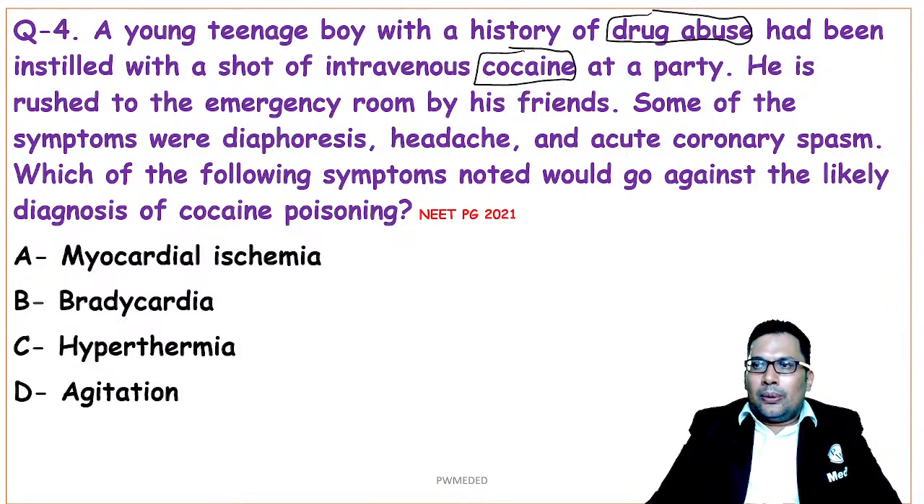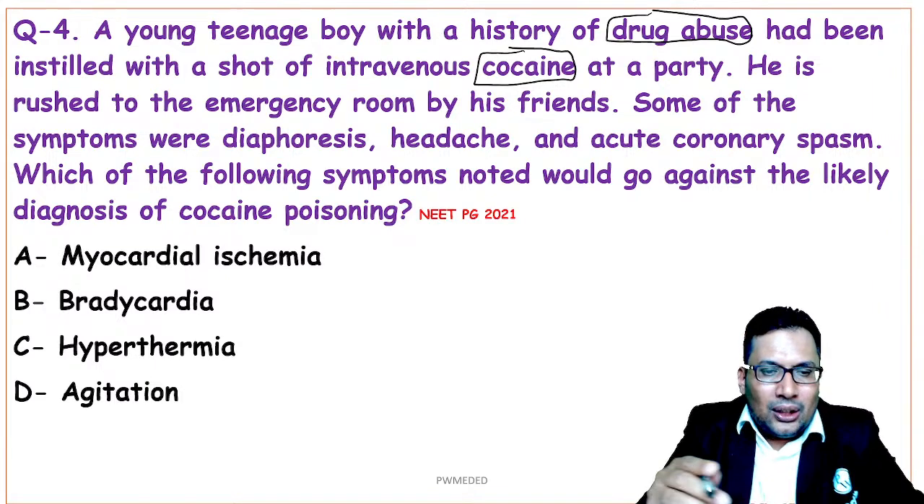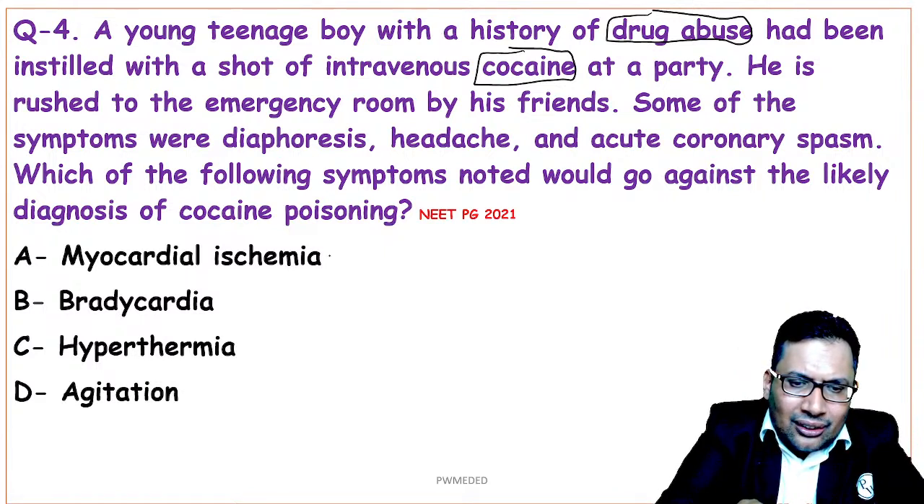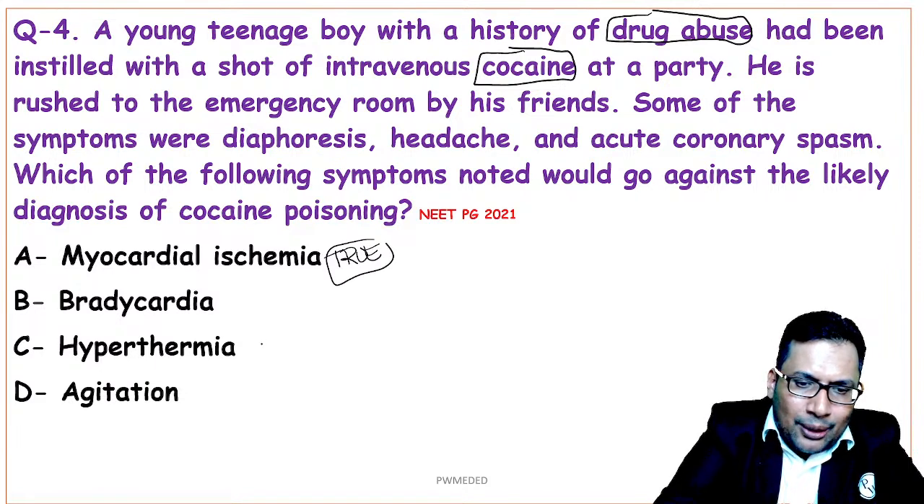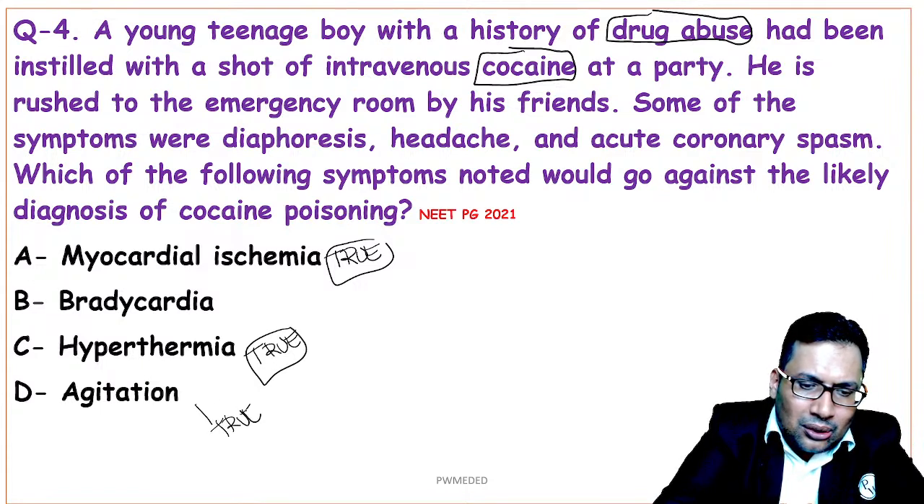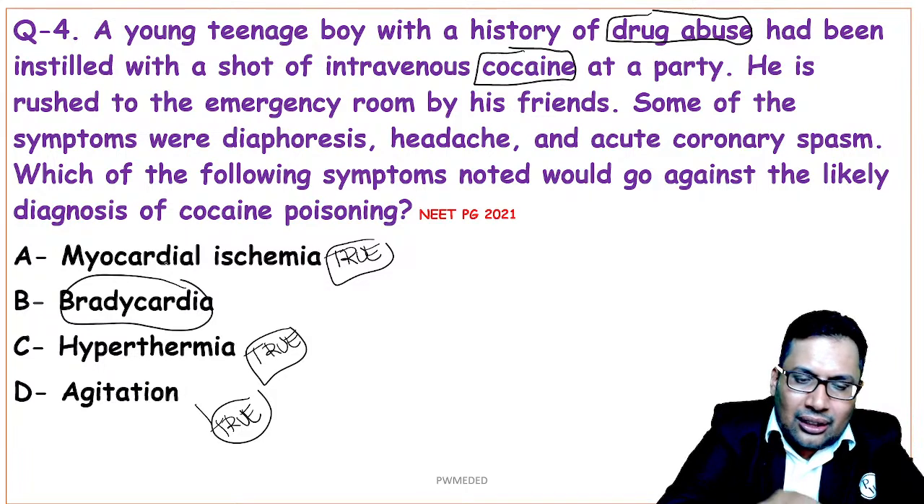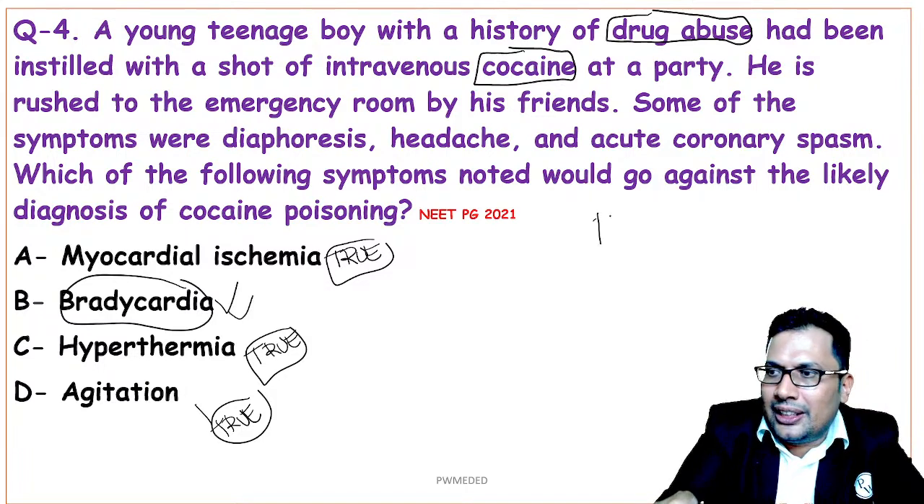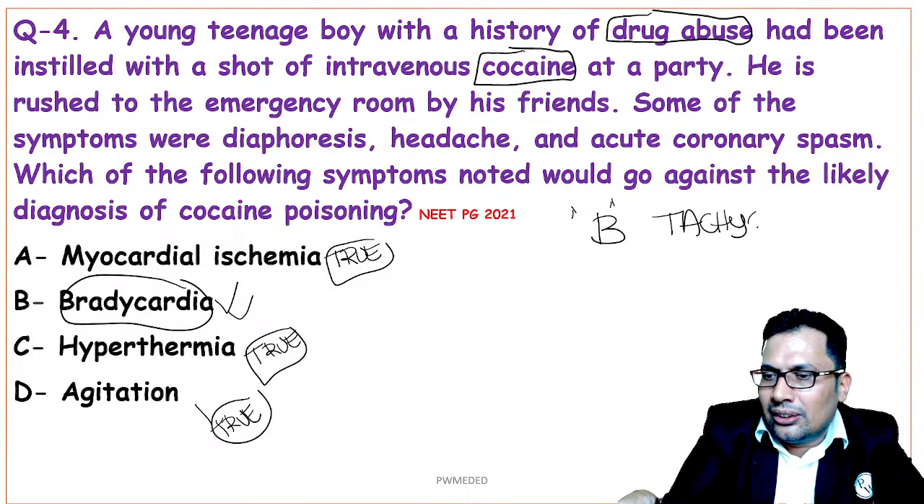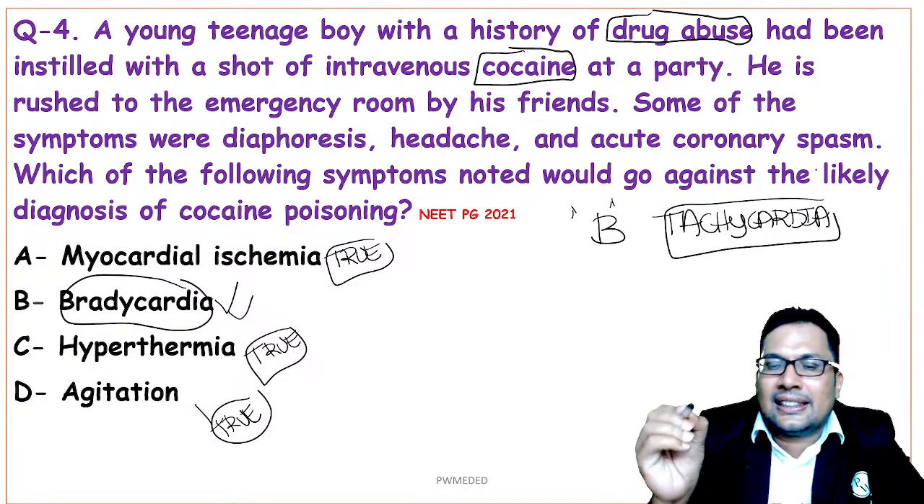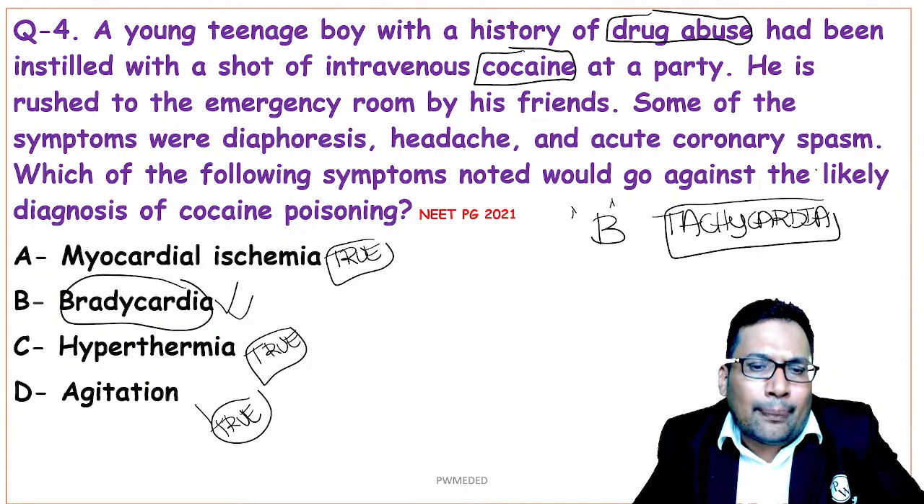Yes, come on. So myocardial ischemia can be seen, it is true. Hyperthermia can be seen, that is also true. Agitation is also true. Your answer should be bradycardia. So B is the correct answer. Remember, there will be tachycardia, that is seen in case of cocaine poisoning.